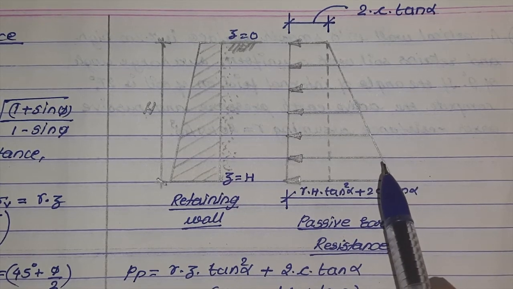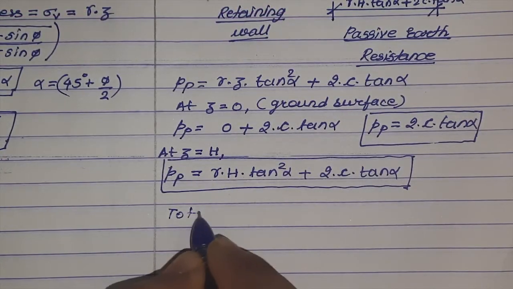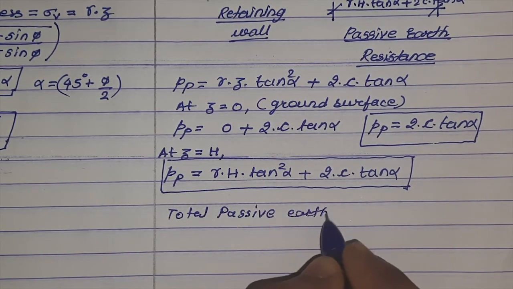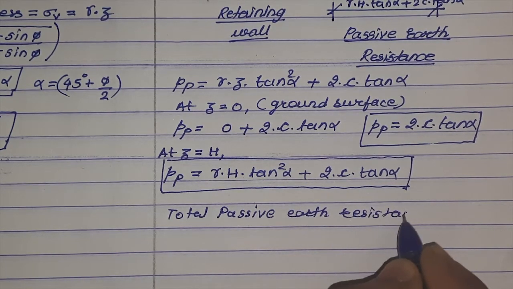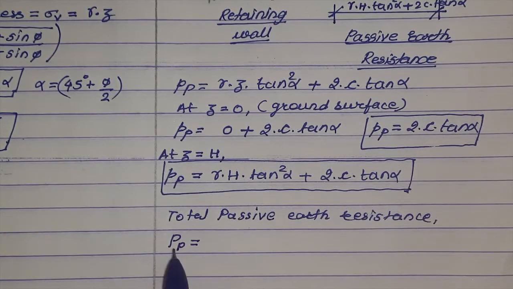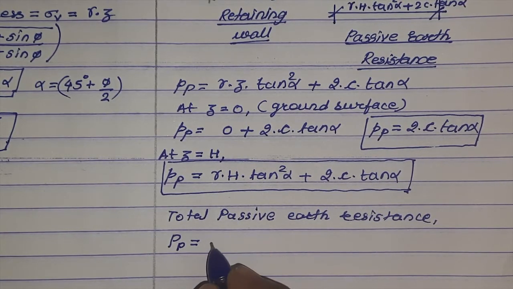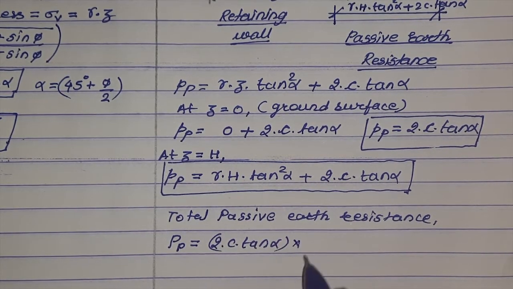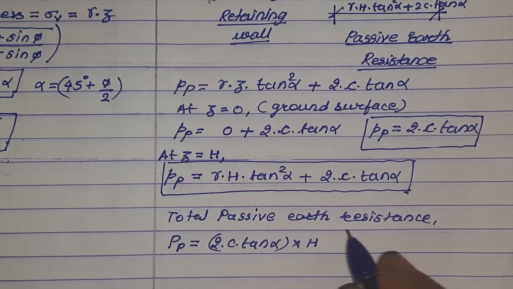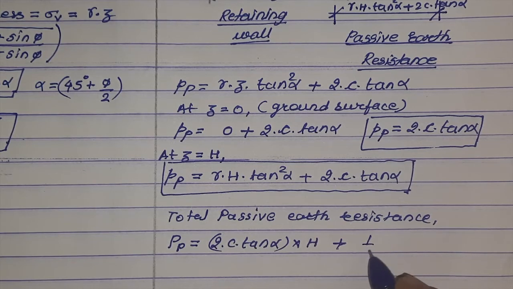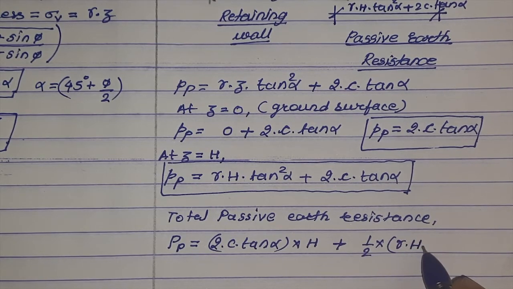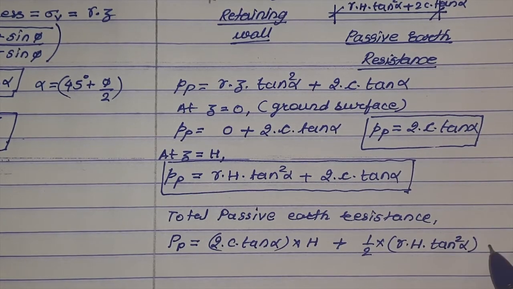Let us try to calculate the total passive earth resistance. Total passive earth resistance is given by capital P suffix P equal to 2c tan alpha multiplied by the total height h, plus half base gamma h tan square alpha into height.